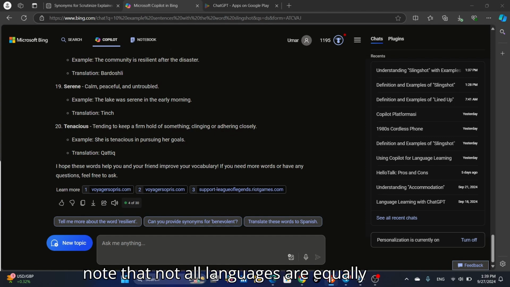It's important to note that not all languages are equally advanced in the current database or system of ChatGPT tools. Therefore, while the translations are helpful, they may not always be perfectly accurate. Users should be aware of this limitation and consider cross-referencing with other reliable sources when necessary.